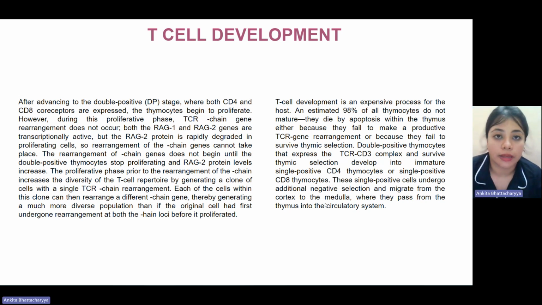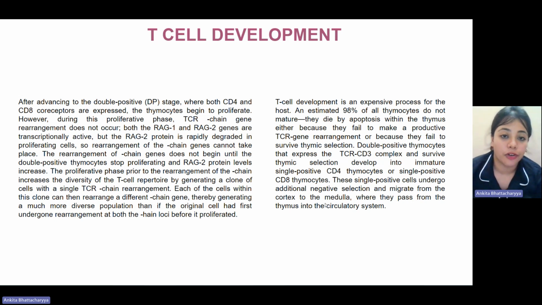Okay. So what is happening here? We talked about the TCRs going through the double positive state where both CD4 and CD8 co-receptors are being expressed. What happens after that? Following this, the thymocytes begin to proliferate. However, during this proliferative phase, TCR alpha chain gene rearrangement does not occur. It is the beta chain which undergoes rearrangement, and we saw how it goes first from J beta, DJ beta, and then it influences alpha chain, and then it proceeds further.